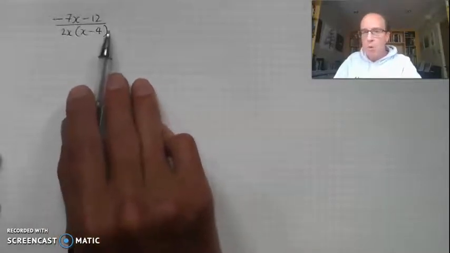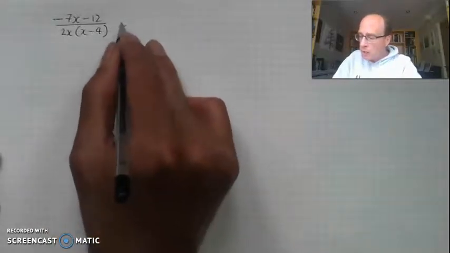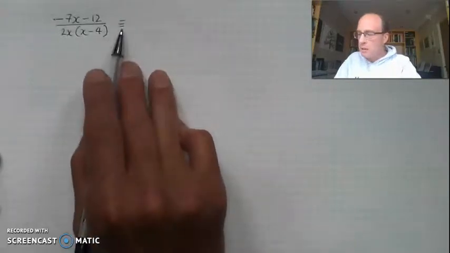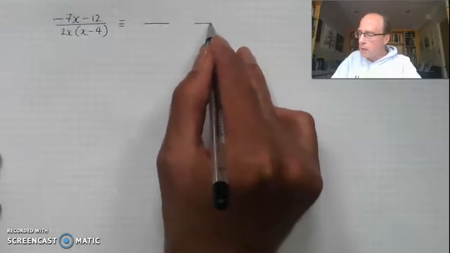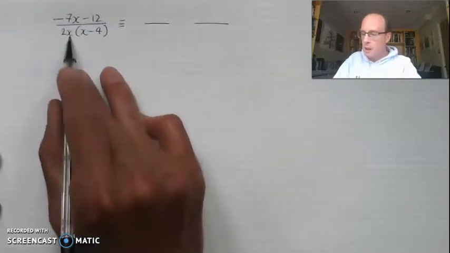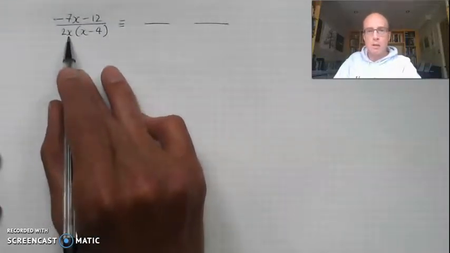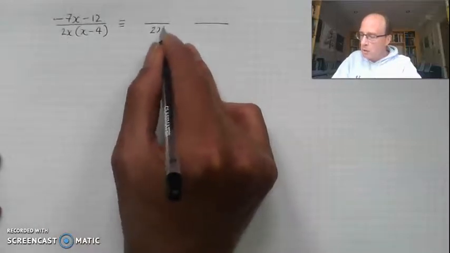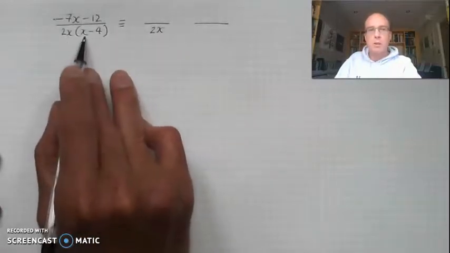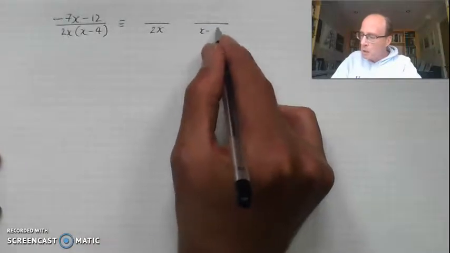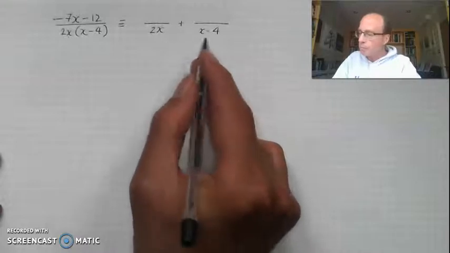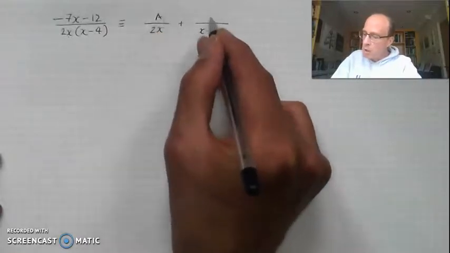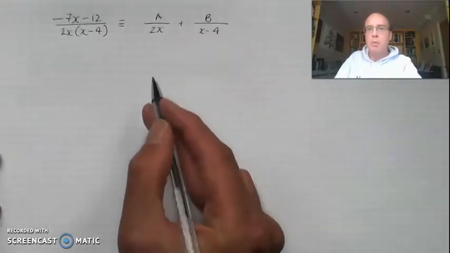Okay. What are we going to do first? Well, I'm going to write this as an identity, so it's equivalent to the sum of two fractions. In the first fraction, I'm going to pick up the first term in the denominator, so I'm going to pick up my 2x, and then my x minus 4, my second term, is going to be the denominator of my second fraction, and I'm going to add the two together. I don't know what's on top yet. I'm going to call them a and b.